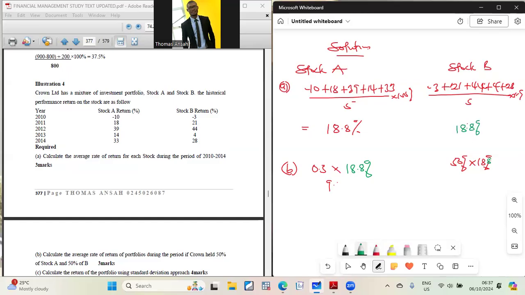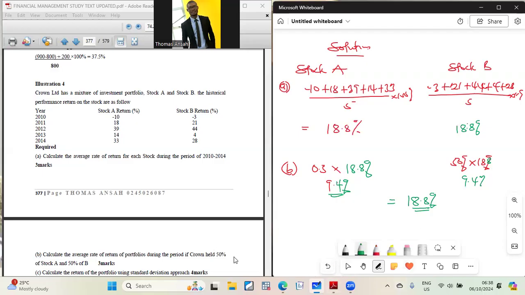So if I do the 18.8, what I really get is 9.4% for here and 9.4% for here. So it means that this person, at the end of the day, if he does 50% here, does 50% here, his return is going to be 18.8. So that is that. That is him doing diversification.